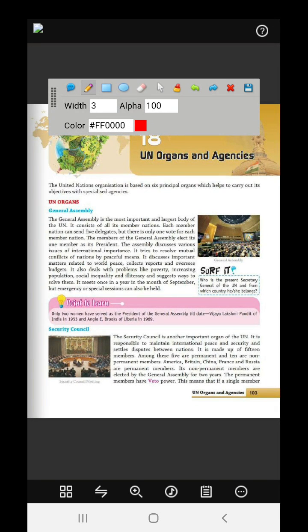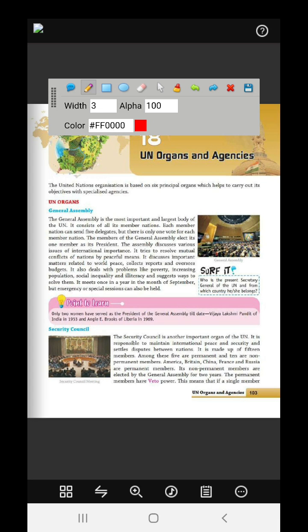Hi everyone, today we will learn about UN organization and agencies. The United Nations organization is based on a principle organization which helps to carry out its objectives with specialized agencies. So we have different agencies of the UN, and the UN carries out its work through all these agencies.